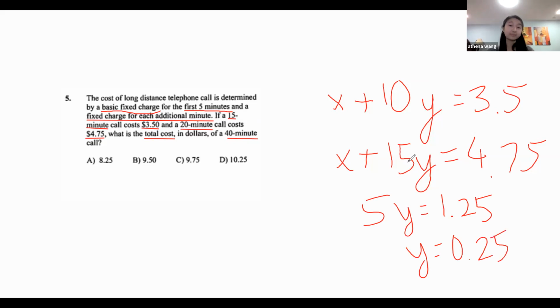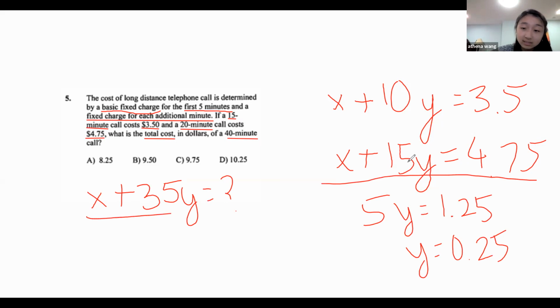So we have that. Okay, and what are we trying to find? Well, we're trying to find the total cost of a 40-minute call. So in the 40 minutes, we have x, right? And that's always fixed. And then we have to call for 35 more minutes. So this is what we're trying to find. Okay, so I don't really want to calculate x. That's kind of long. So I will just use x plus 15y.